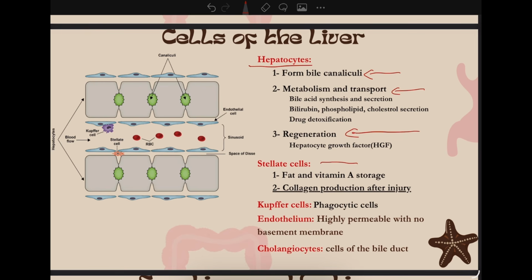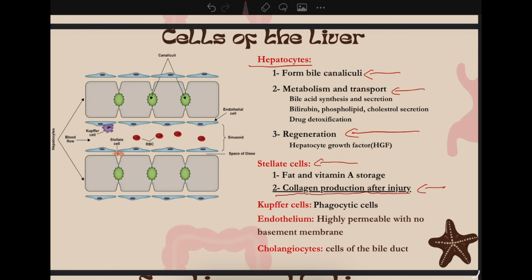Also, stellate cells are very important, and there has been a question about their vitamin A storage capability, okay? So know that they are the ones that store vitamin A, and they produce collagen after injury. So they are the cells responsible for fibrosis. Have you ever heard about liver fibrosis? Yes, stellate cells are the ones responsible because they make fibers, collagen fibers, after injury.